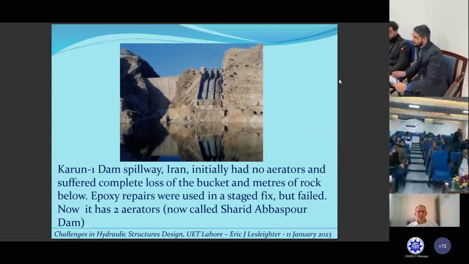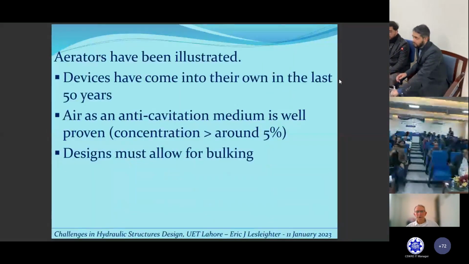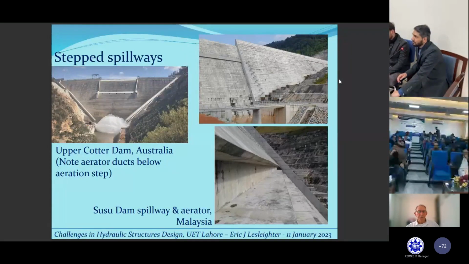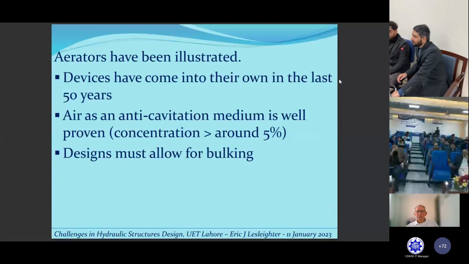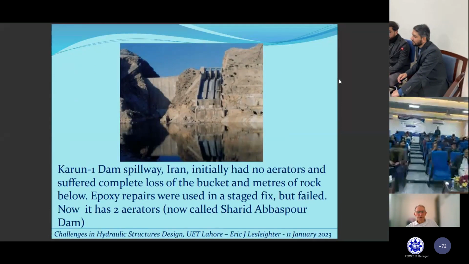Aerators have been illustrated. These devices have come into their own in the last 50 years. This is on the next slide. Air as an anti-cavitation medium is well proven. If you get concentrations up above 5%, or preferably more, then it's able to control the cavitation collapse pressures. Designs, of course, must allow for bulking.